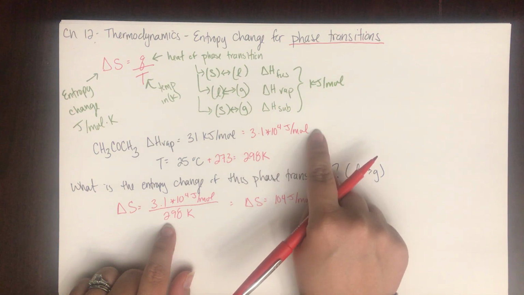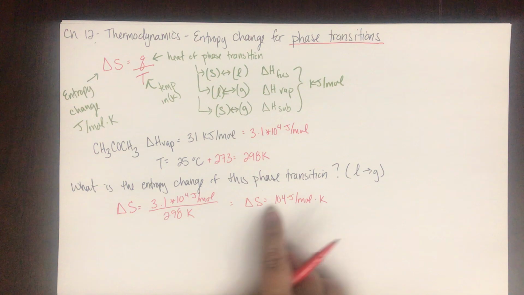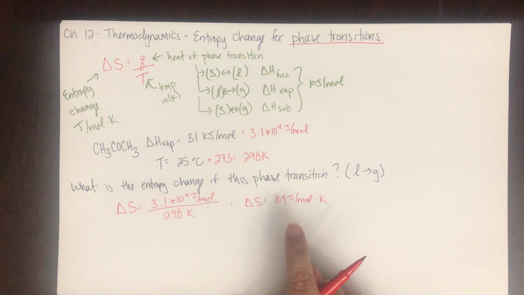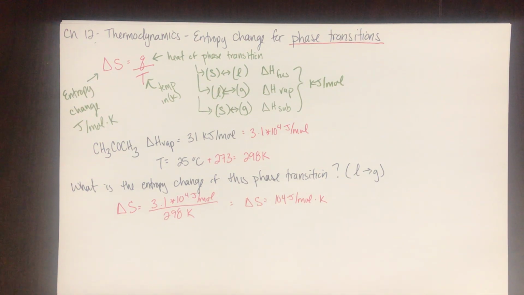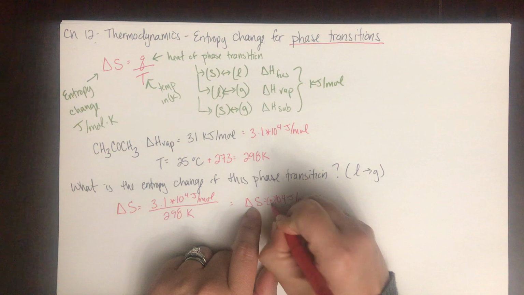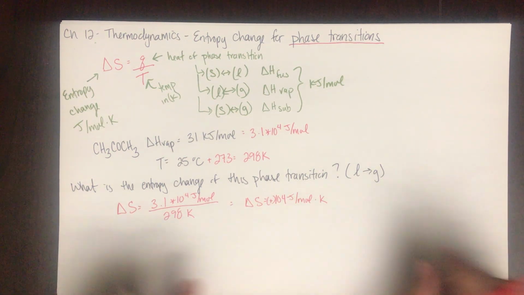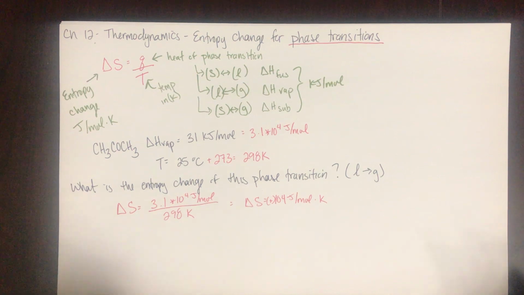This is joules per mole, yes. So that's the entropy change for 1 mole of acetone vaporizing. So this is a positive number. So you don't need to show the positive. If you just say 104, it's implied that it's a positive number.